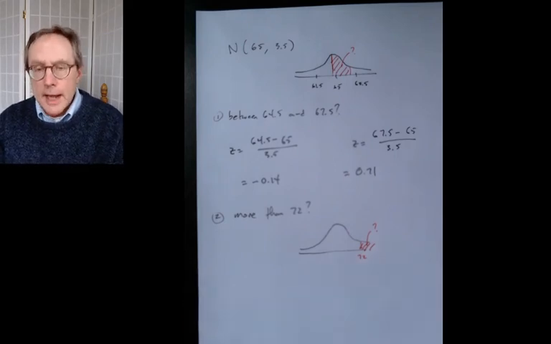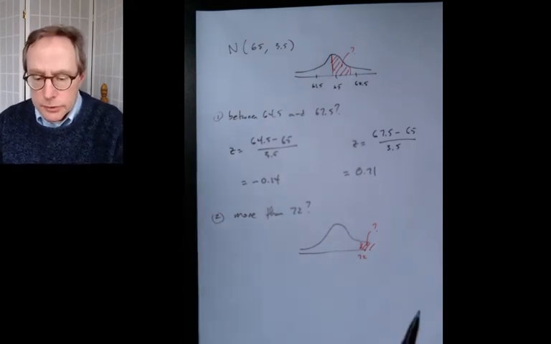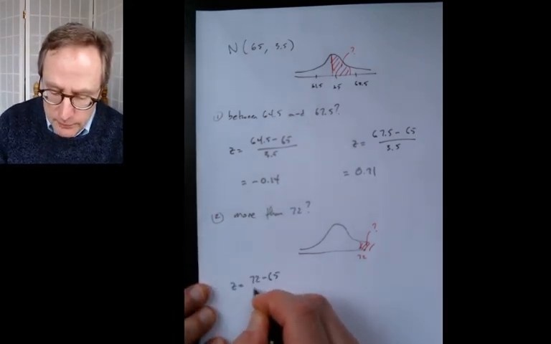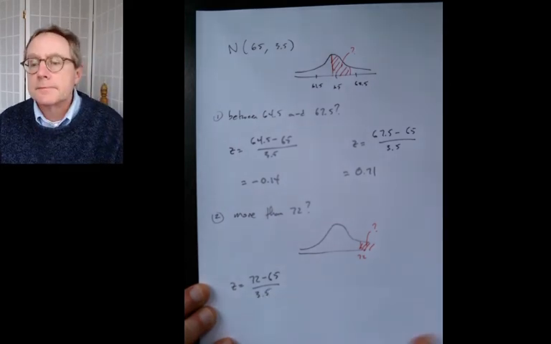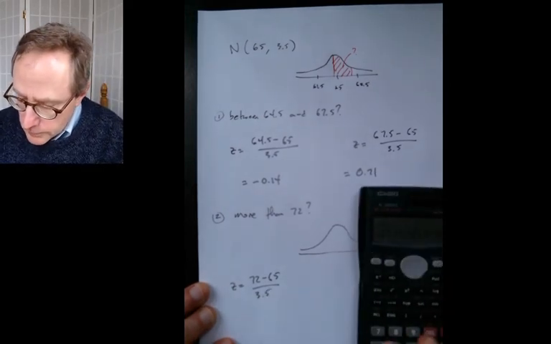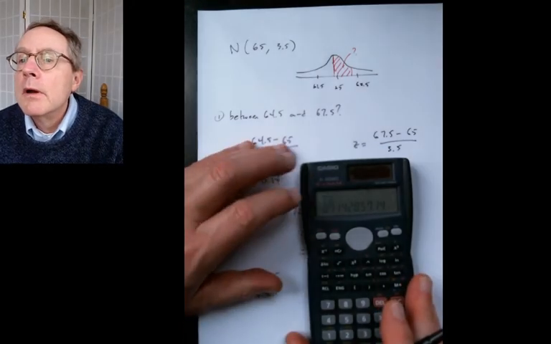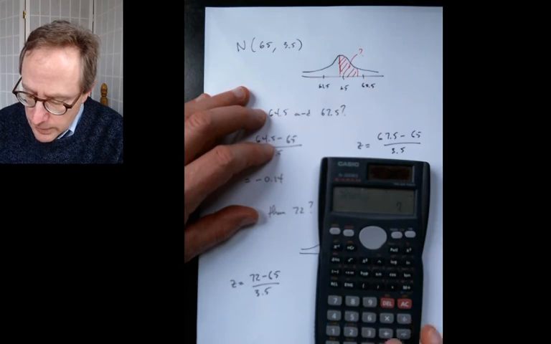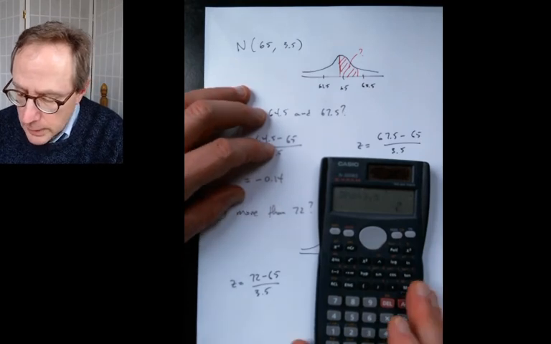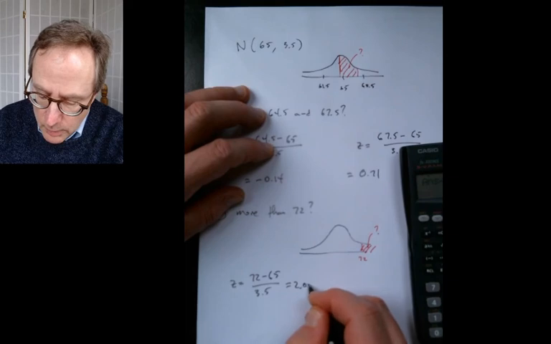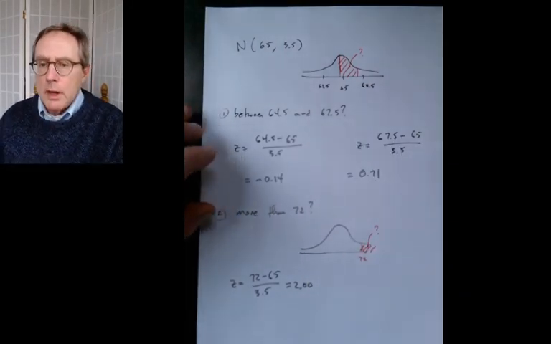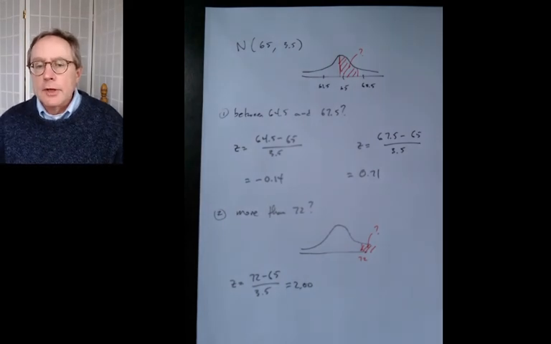Okay, so you answer that by normalizing the 72 using the formula. So z equals 72 minus 65 over 3.5. So 72 minus 65, divided by 3.5, equals, and I got 2.00. You can hardly see it, I'm sorry. 2.00, and I'll go back and ask StatKey for greater than 2.00 on a standardized curve.